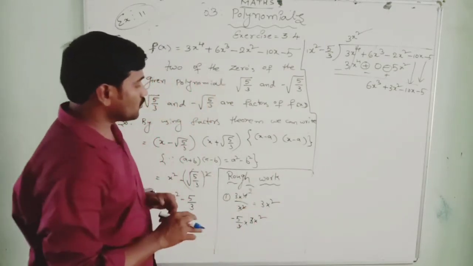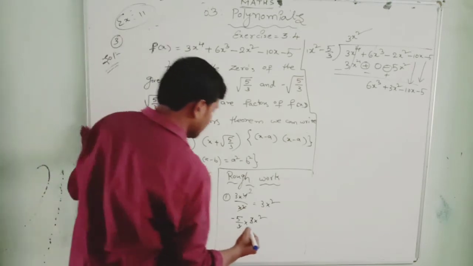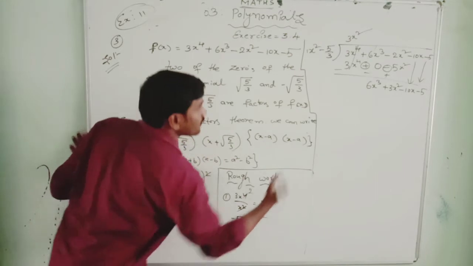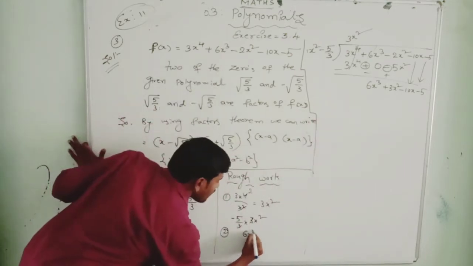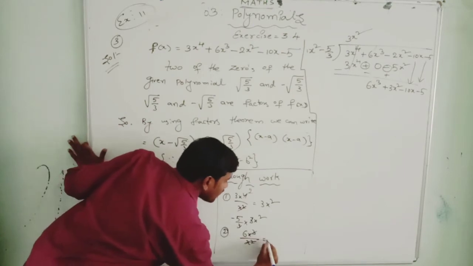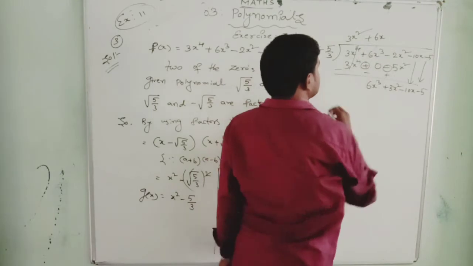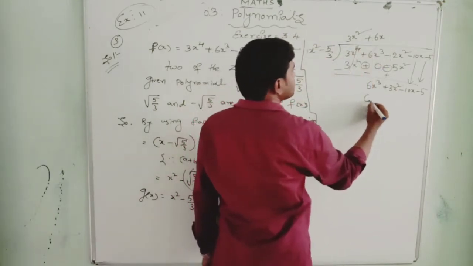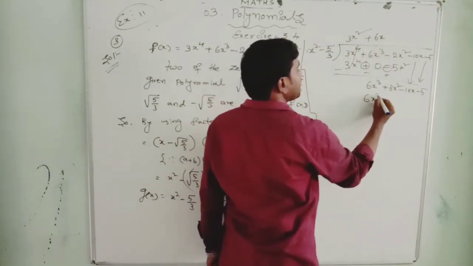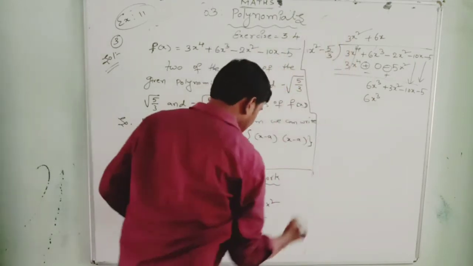Again we do the same thing. The second step I have to do. Let me do the second step here. 6x cube by x square, so I'll get 6x. See, 6 ones are 6, x square into x cube. Then minus, we'll do it here again.